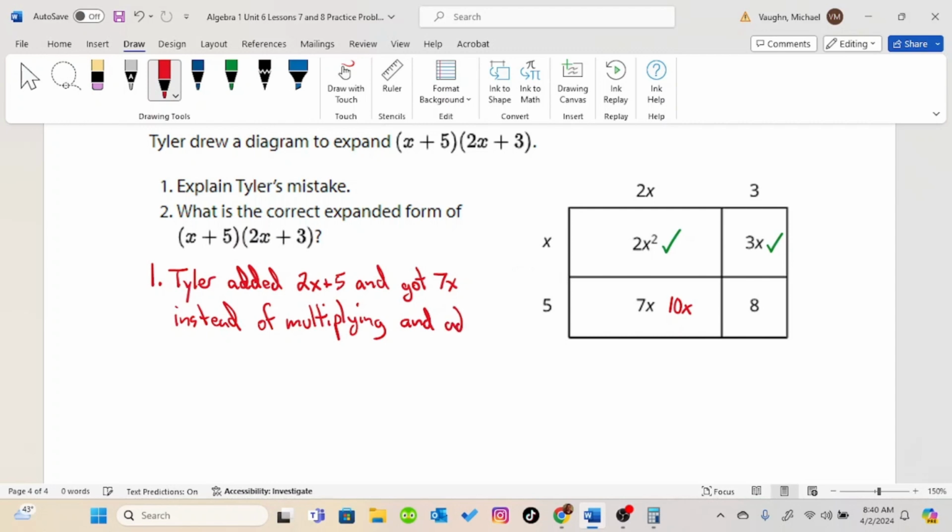And added wrong. Then 3 times 5 is 15. The other mistake is that Tyler added 3 plus 5 instead of multiplying.